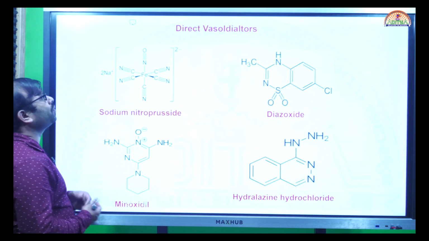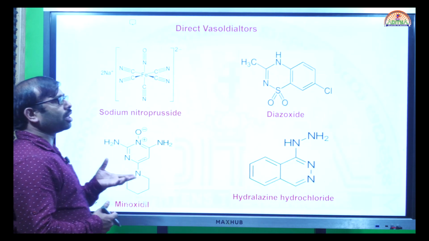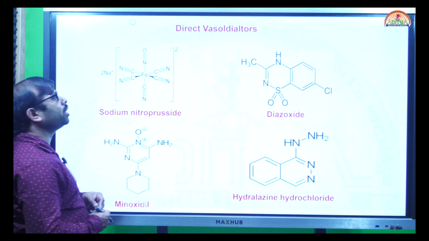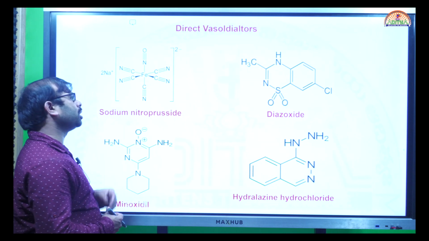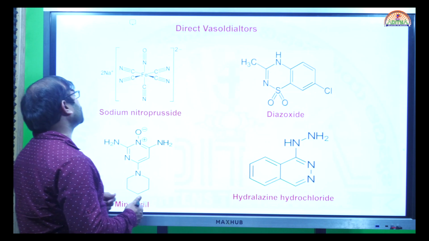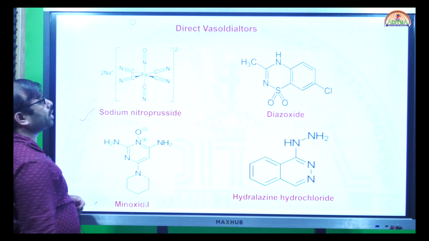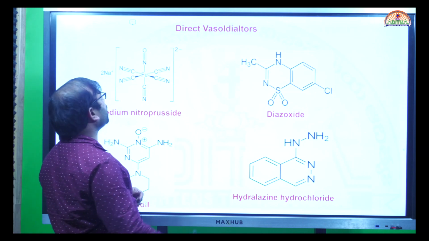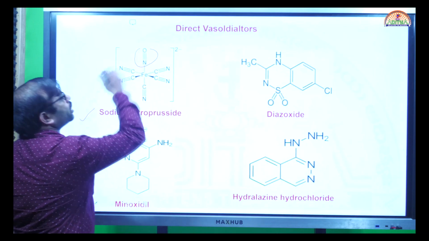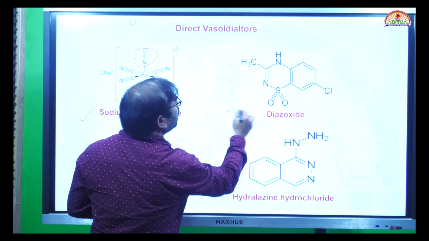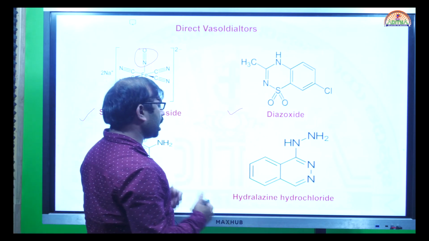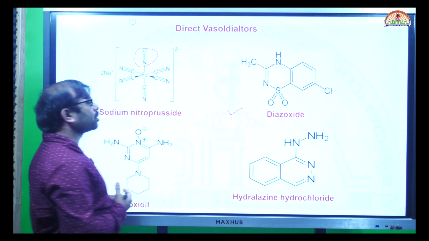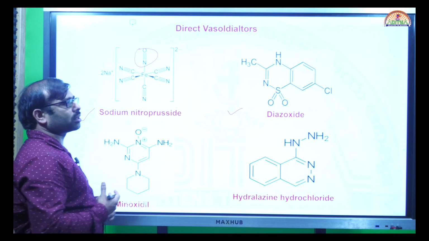And the last one is the direct vasodilators. We have learned about vasodilators and their mechanism of action in the beginning classes of this unit 2. Similarly, sodium nitroprusside is a direct acting vasodilator. It directly releases nitric oxide as the active species. Then diazoxide, minoxidil and hydralazine hydrochloride all come under the direct vasodilators in this class.